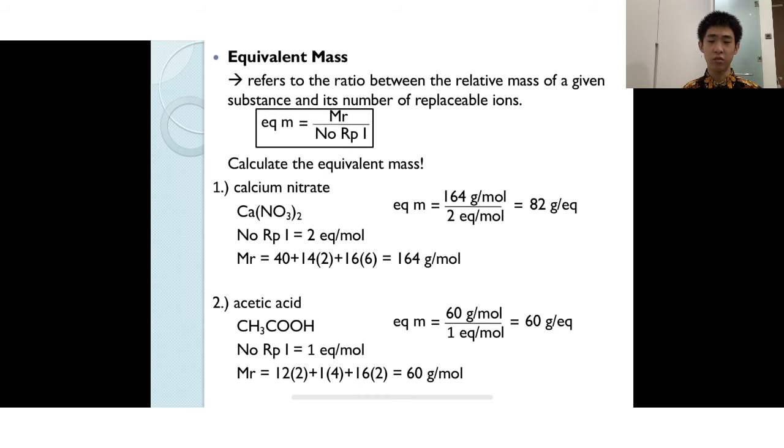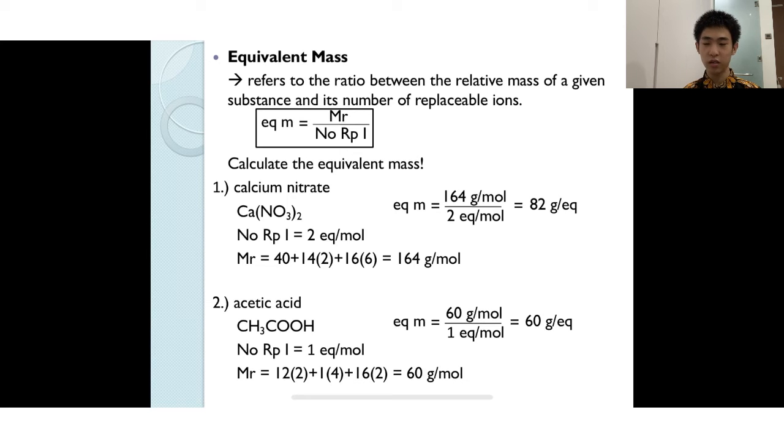Next is equivalent mass. It refers to the ratio between the relative mass of a given substance and its number of replaceable ions. Equivalent mass equals relative mass over the number of replaceable ions. Let's try to calculate the equivalent mass of the following.